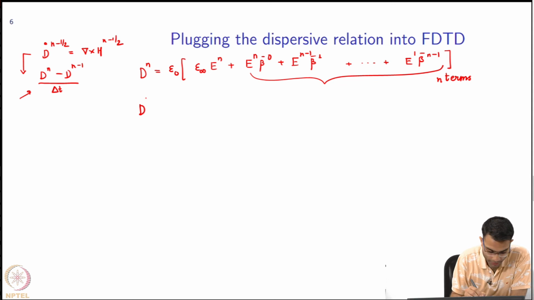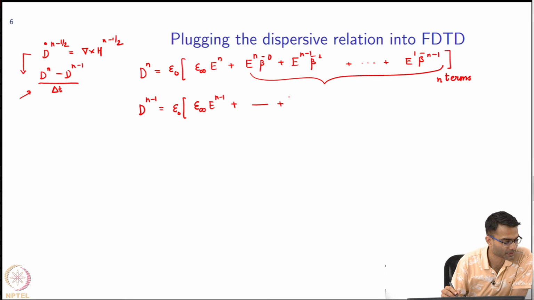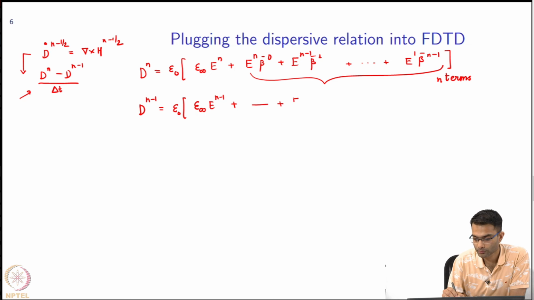Now, let us write down dn minus 1. This is easy. So, epsilon infinity E n minus 1 is the first term. Then I will start over here with the summation. Will I have E n beta bar 0? No, right. So, this term is not there. What will be the first term of this summation? E n minus 1 beta bar what?